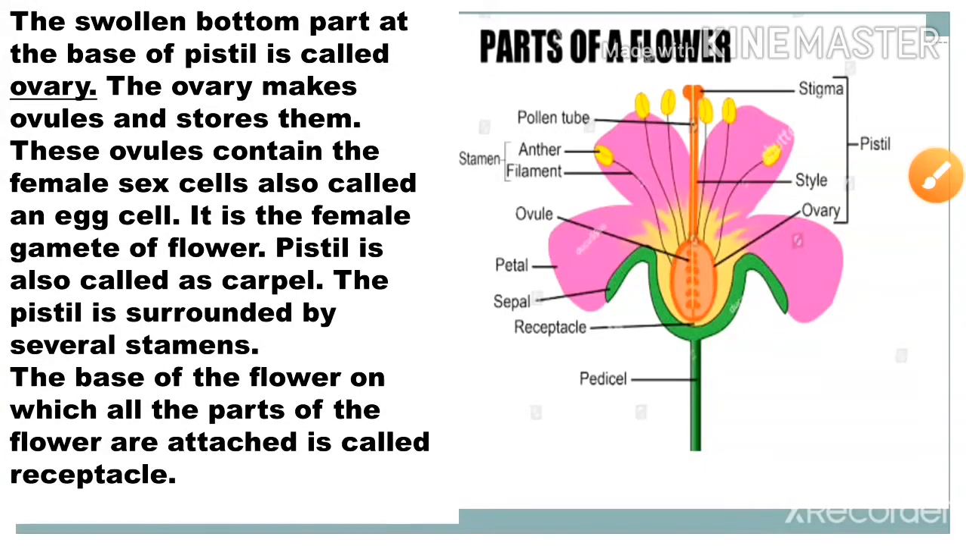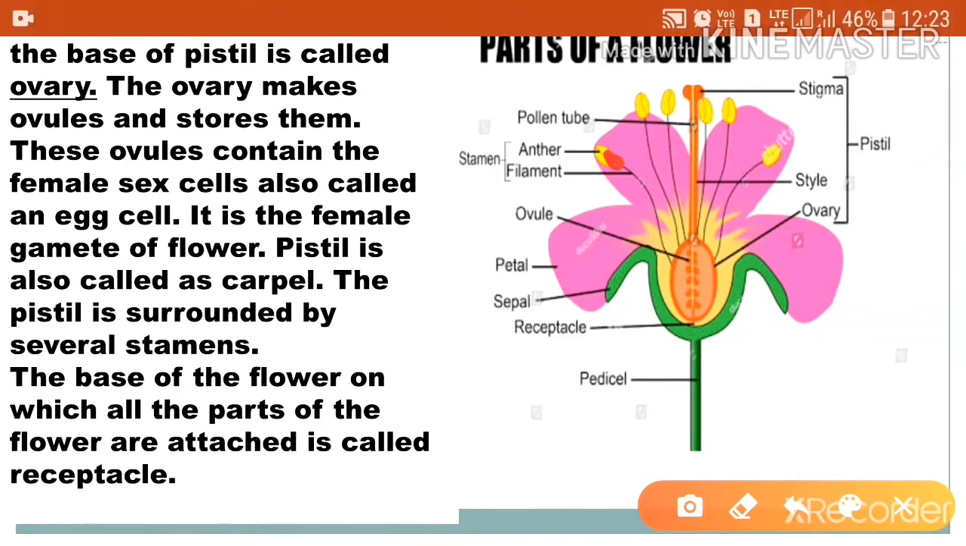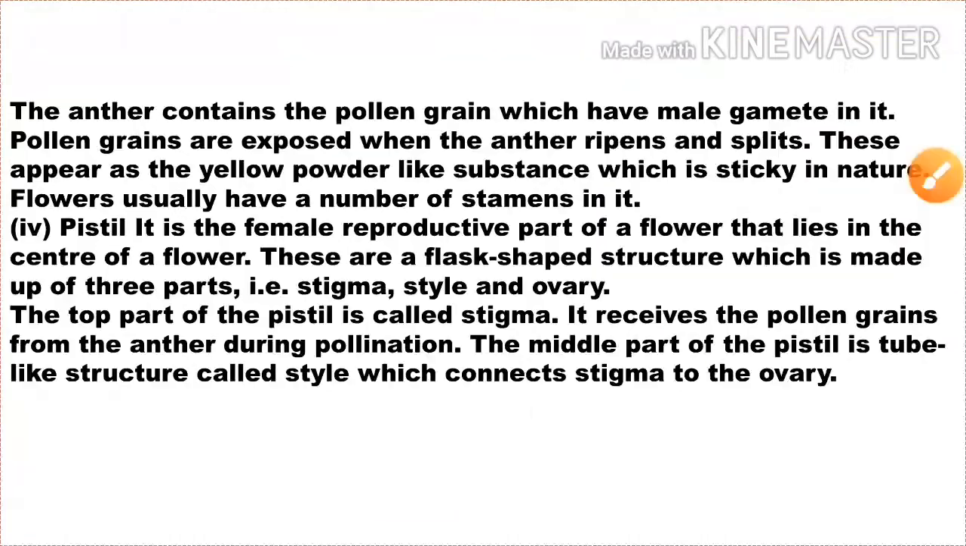This yellow part is called anther and the thin part is filament, and it is commonly called the stamen, and it is the male reproductive part of a flower. The anther contains the pollen grains which have male gametes in them.